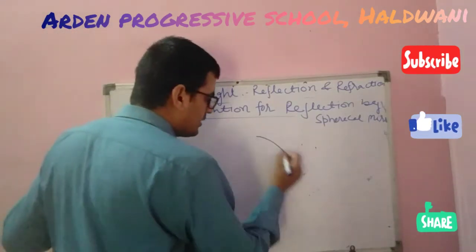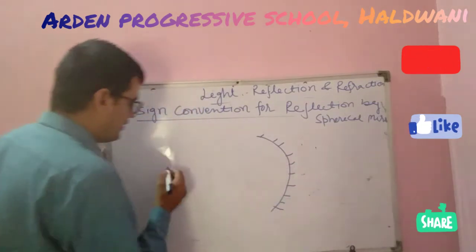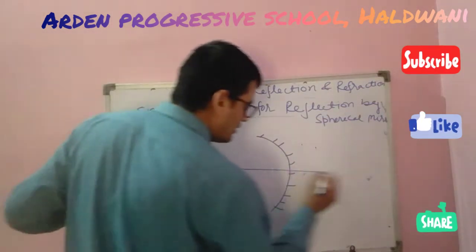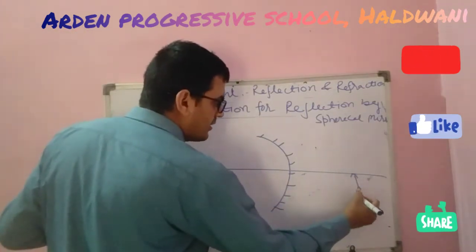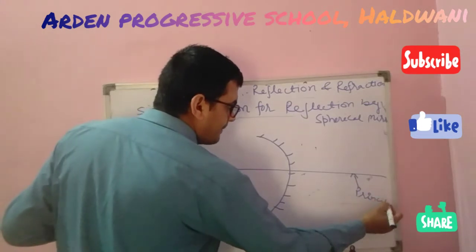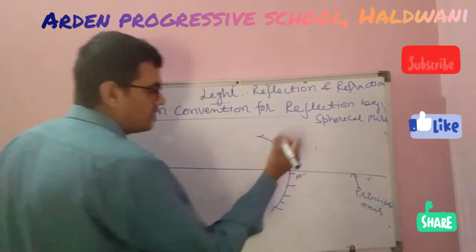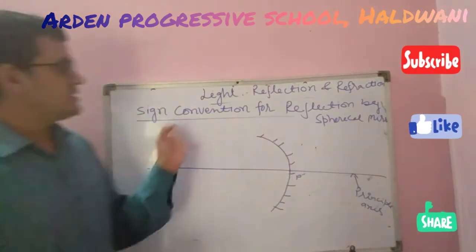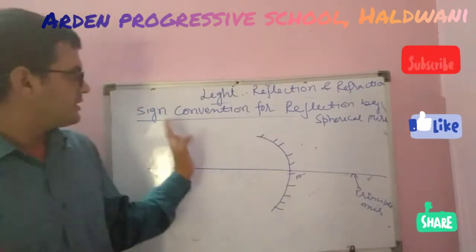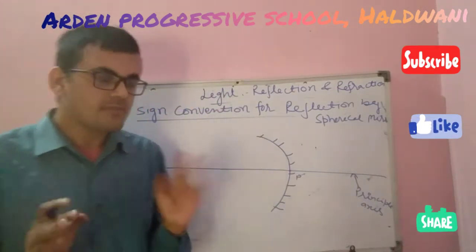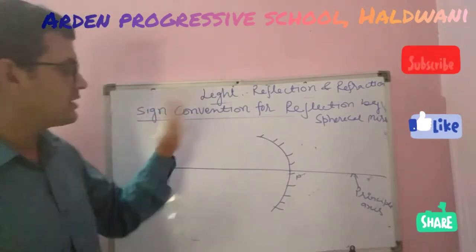Student, here I am taking a concave mirror. This is our concave mirror. This one is the principal axis, and this one is the pole. Student, actually this is generally used in numericals. When we discuss the numerical, you will understand better. First, this time I am trying to explain what is sign convention.